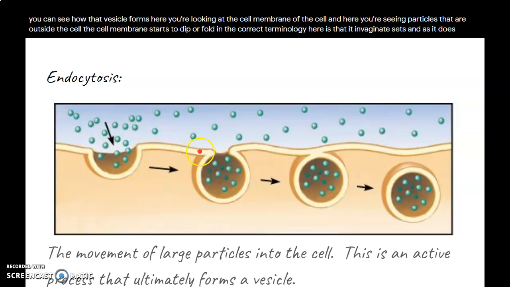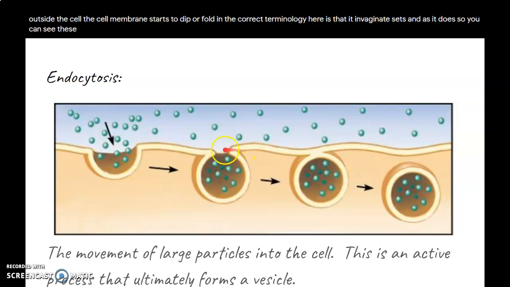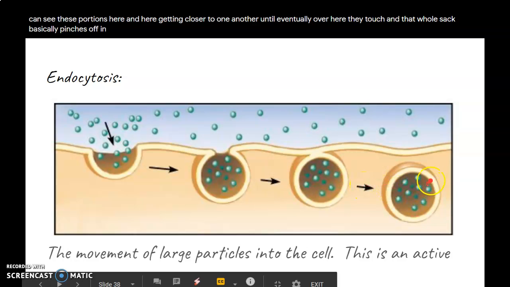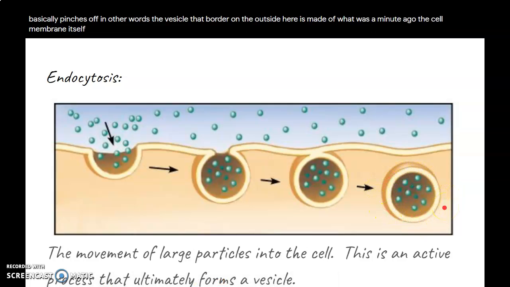And as it does so, you can see these portions here and here getting closer to one another till eventually over here they touch and that whole sac basically pinches off. In other words, the vesicle, that border on the outside here, is made of what was a minute ago the cell membrane itself. And now it contains within it the particles that a minute ago were outside the cell.